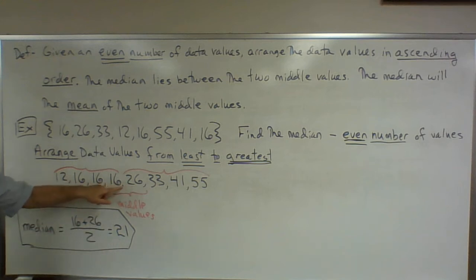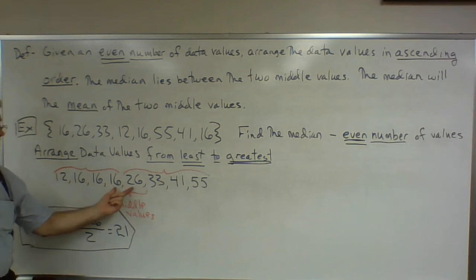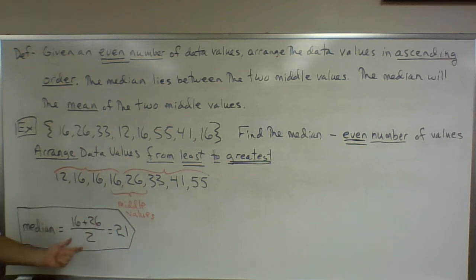Halfway in between the two middle values. So where I wrote mean here, you erase that, you put median, because that's what we computed. When we have an even number of values, we arrange the data from least to greatest, and then we take the two middle values, we compute the mean. In other words, we add them up, divide by 2, and that's going to be the median. This is the median.